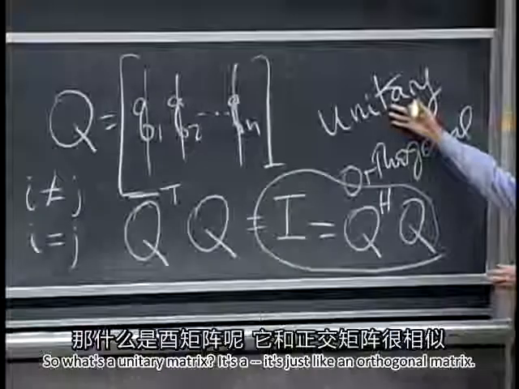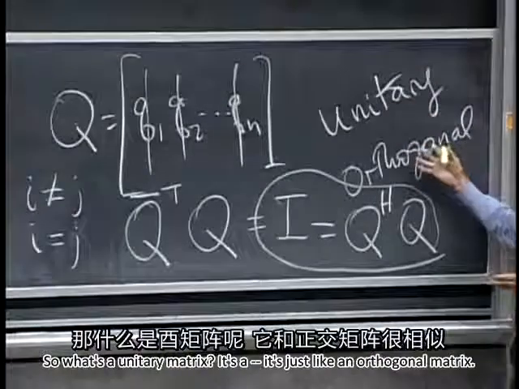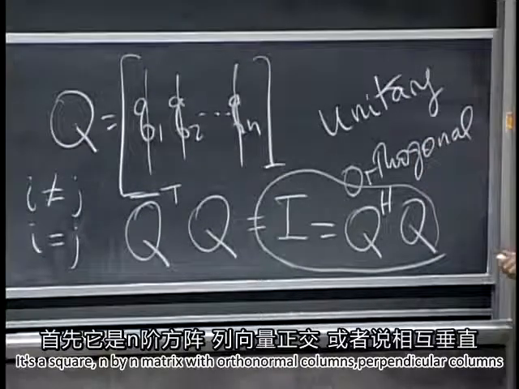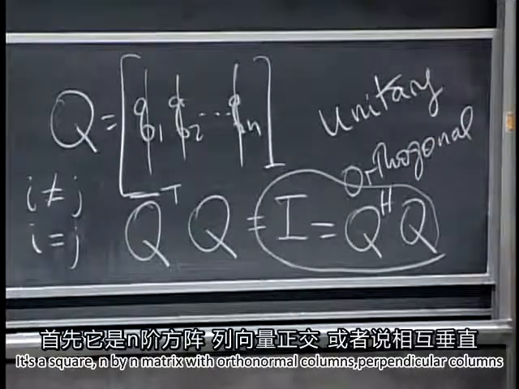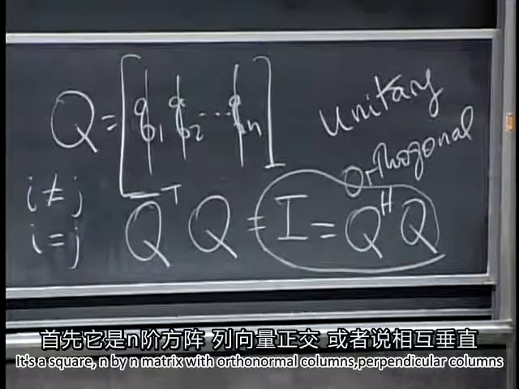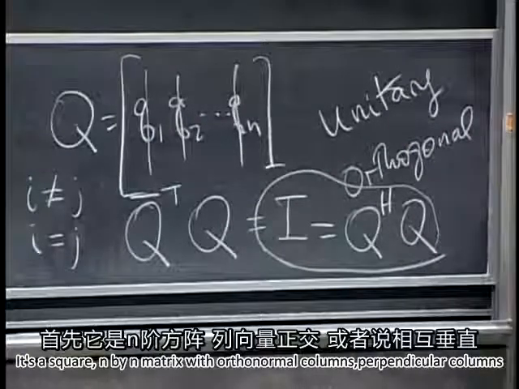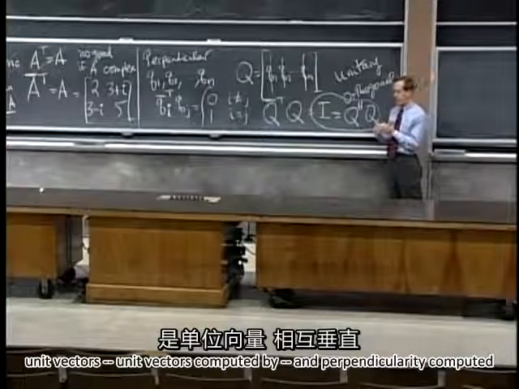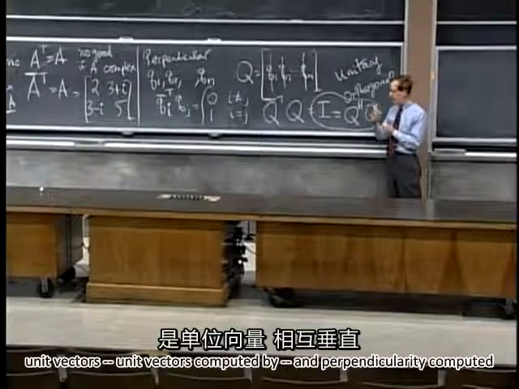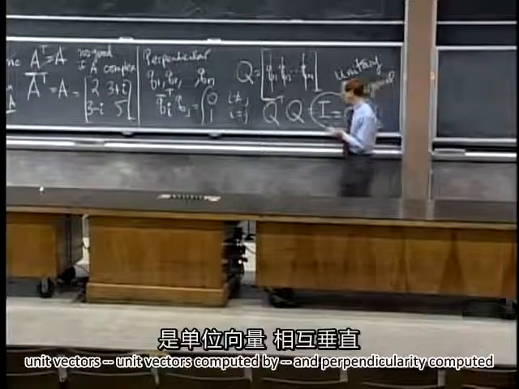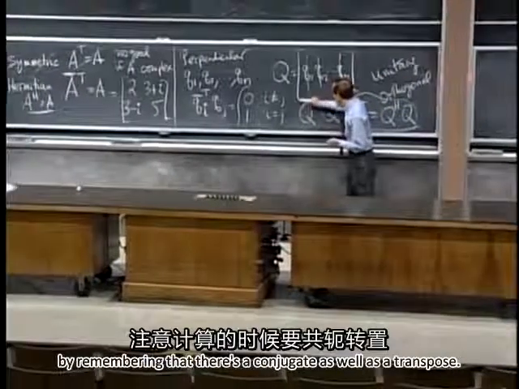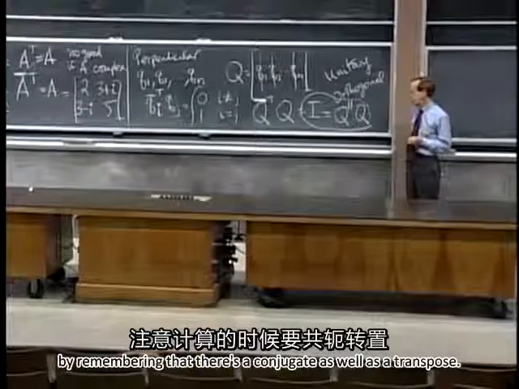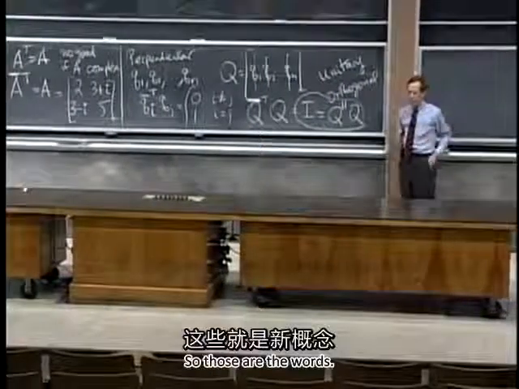So what's a unitary matrix? It's just like an orthogonal matrix. It's a square n by n matrix with orthonormal columns, perpendicular columns, unit vectors, computed by, and perpendicularity computed by, remembering that there's a conjugate as well as a transpose. Okay. So those are the words.